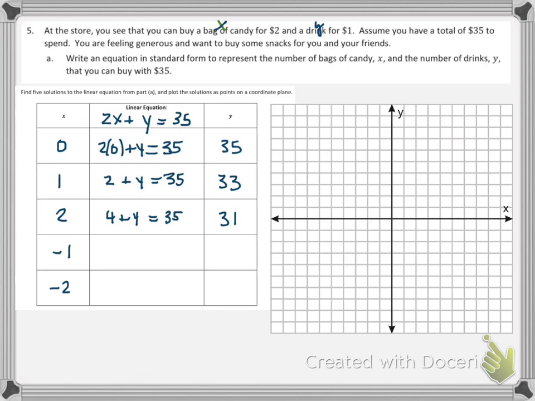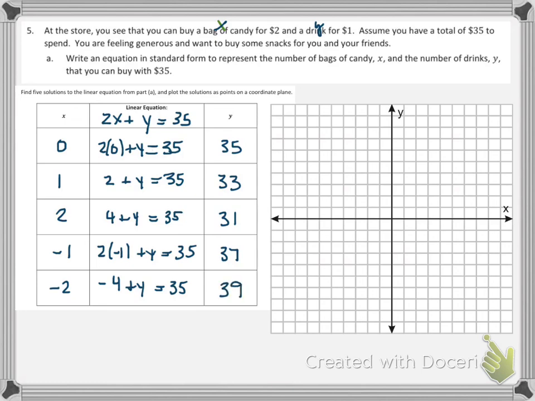If I put a -1 in, let's look at that one. 2 times -1 plus y equals 35. 2 times -1 is a -2. I'd have to add 2 to both sides, so my y is a 37. And then if I put a -2 in, that's a -4 plus y equals 35. Add 4 to both sides, I get y is equal to 39.